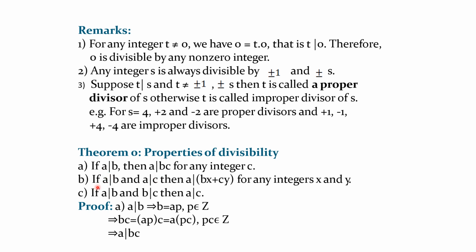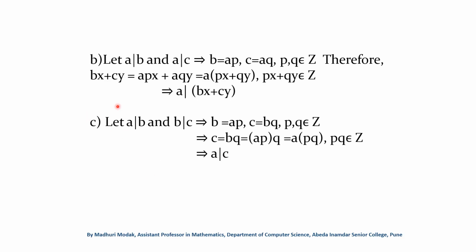Now see the second result. If a divides b and a divides c, then a divides bx plus cy for any integers x and y. Now again start with the given part. As a divides b and a divides c, by using definition of divisibility, we get b equal to a into p and c equal to a into q, where p and q are integers.